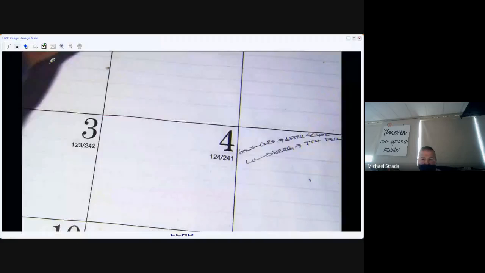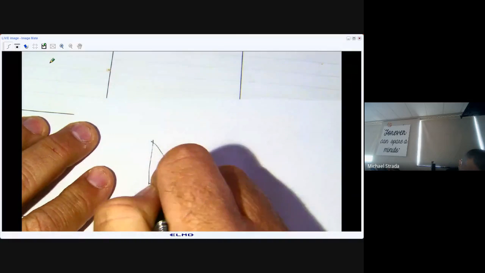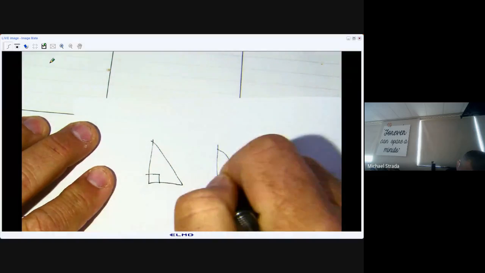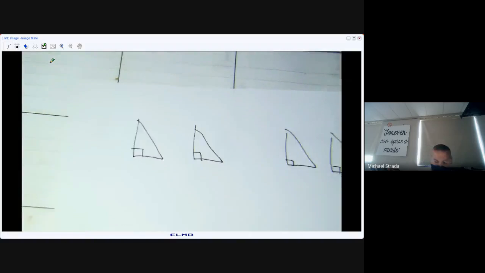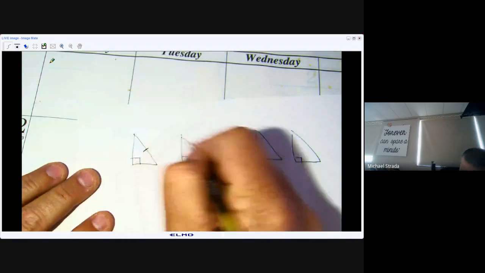Obviously, both would have the right angles. All right. With hypotenuse leg, one of them has got to be the hypotenuse.